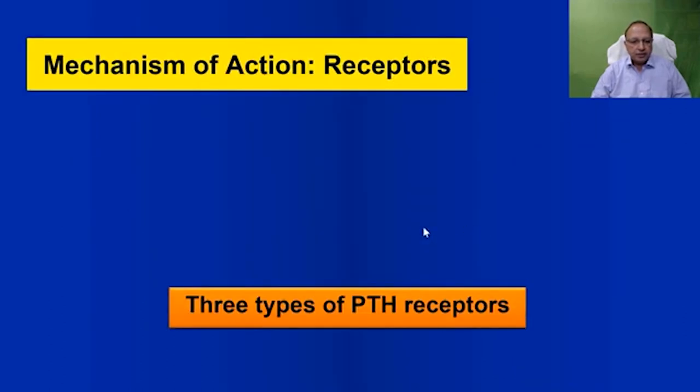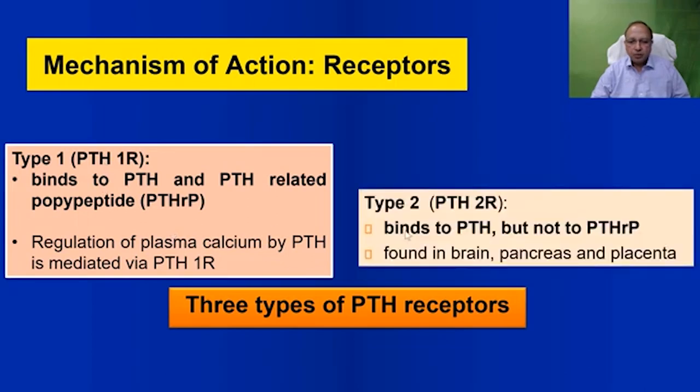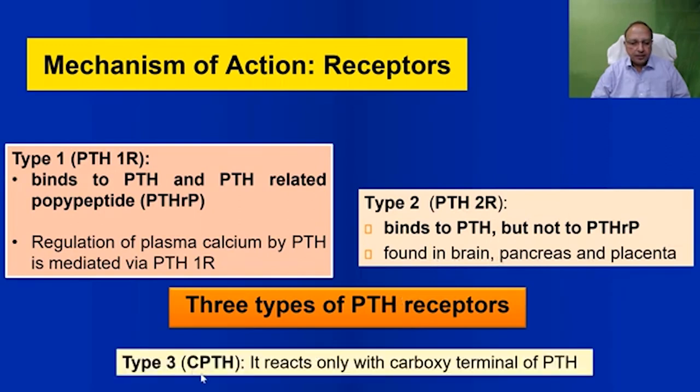There are three types of receptors for parathormone. Type 1 is PTH1R, which binds to both the parathyroid hormone and parathyroid hormone related polypeptide. The regulation of plasma calcium by parathormone is mediated primarily by this type 1 receptor. Type 2 receptor binds to parathormone, but it does not bind to parathormone related polypeptide, and it is found in the brain, pancreas, and placenta. Type 3 is CPTH. It reacts only with the carboxy terminal of the parathormone.